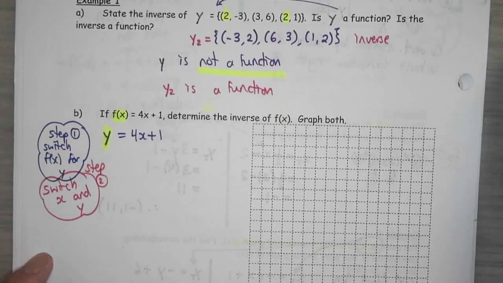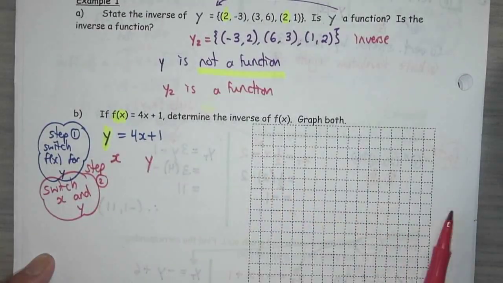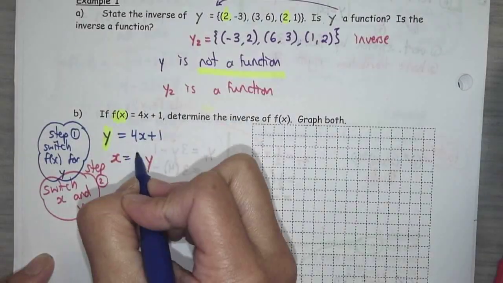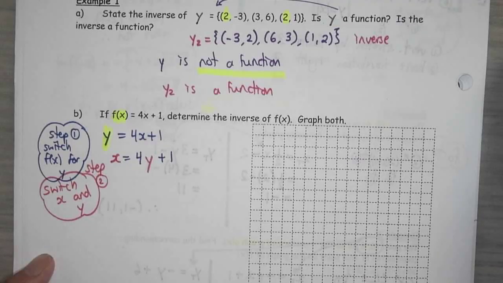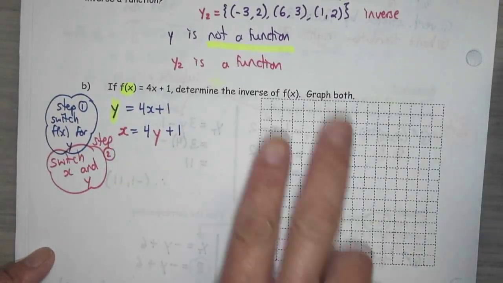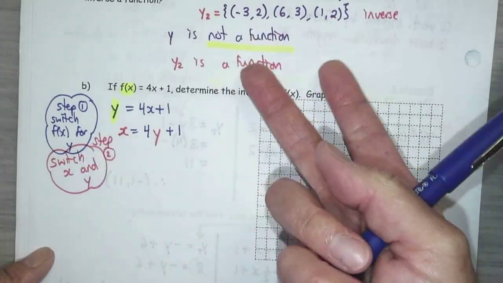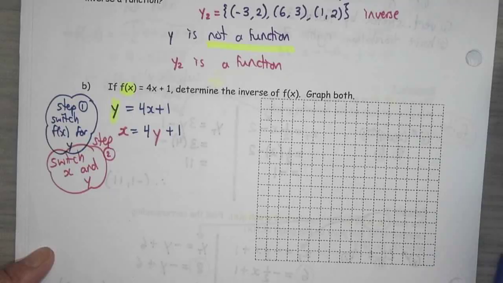Step 2 is switch x and y. So I'm going to do x equals 4y plus 1. You can see I only just swapped the two letters, didn't do anything else, just swapping x for y and y for x. That's like me physically taking those points and switching the x and y.